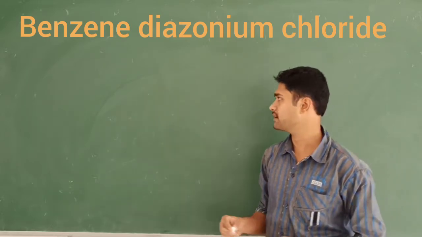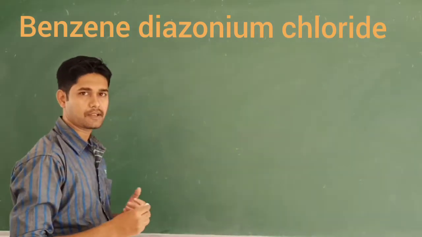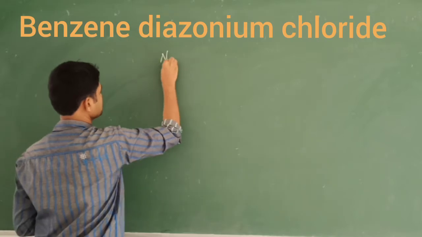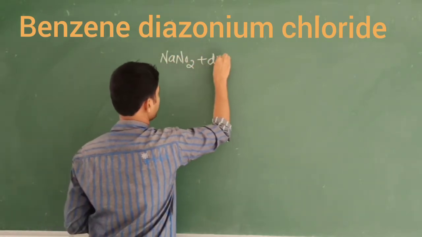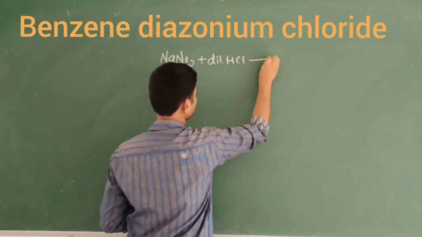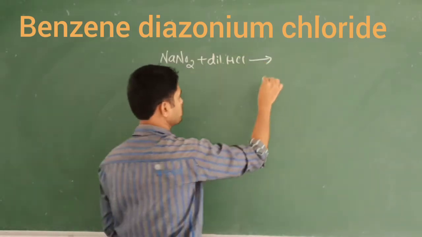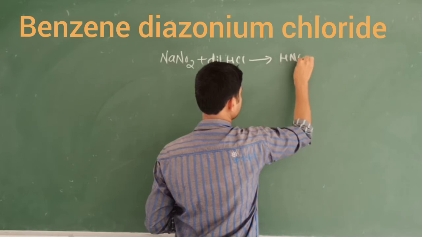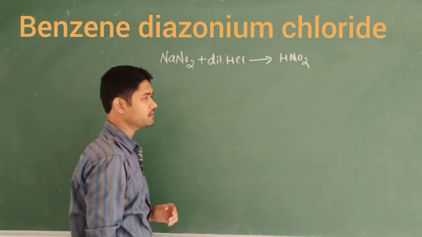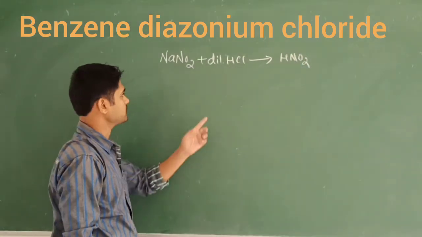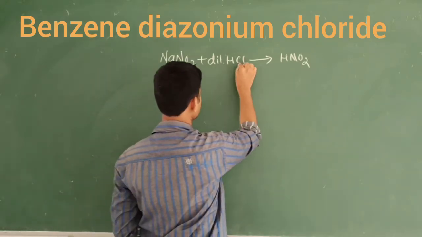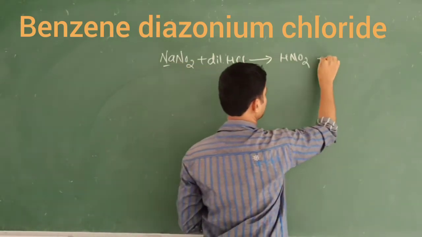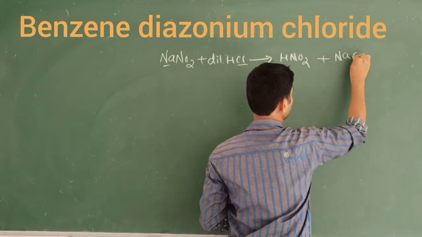Let's take the reaction here. First, we should prepare HNO2 by using this simple reaction, NaNO2 plus dilute HCl. We are going to obtain HNO2, that is called nitrous acid, whereas HNO3 is called nitric acid. Nitrous acid is prepared by this method, and Cl minus and Na plus combine to form the sodium chloride salt.